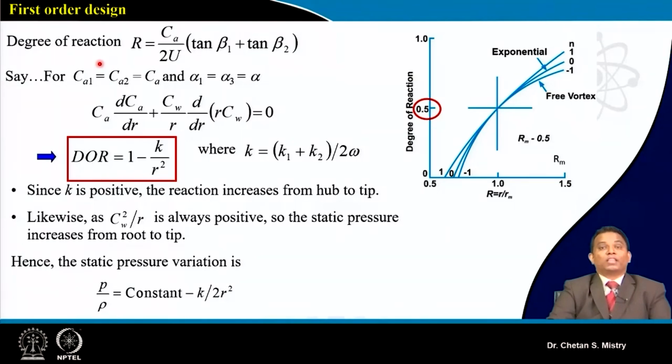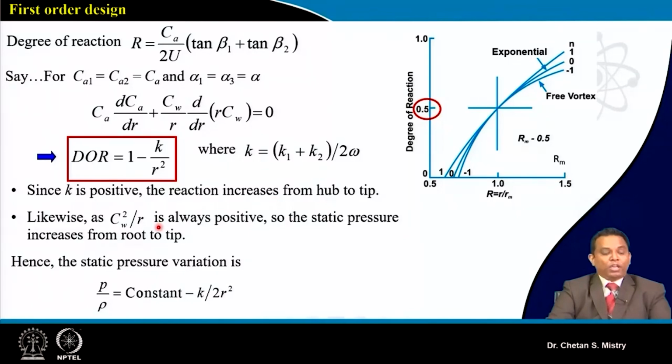So as we have seen, out of 3 constants, if two constants are known to me, my third constant we can calculate. So here my degree of reaction comes in the sense of 1 minus k by r square, where k we are writing as (k1 plus k2) by 2 omega. The value of this k is always positive, and it is increasing from hub to tip.